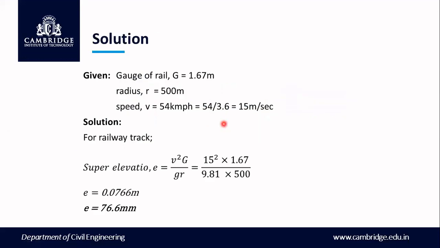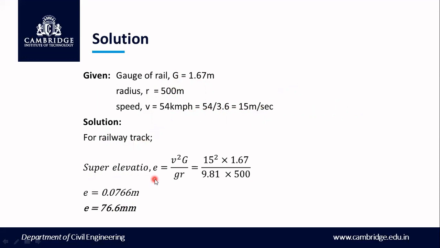So writing down the given data, gauge of the rail, that is G, is equal to 1.67 meter. Radius R is given as 500 meter. Speed V is given as 54 km/h, but we have to convert it into meter per second. So I divide it by 3.6 and I get it as 15 meter per second. Coming to the solution, we know for the railway condition, we are making use of G instead of B. We need to find out super elevation. They have asked for super elevation.